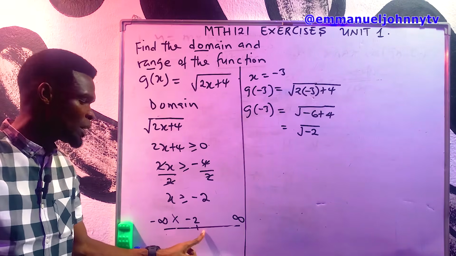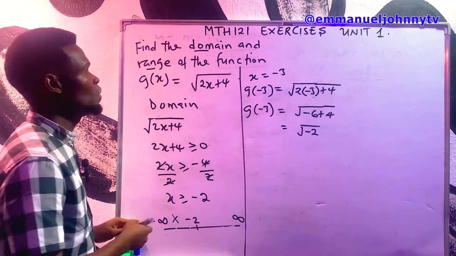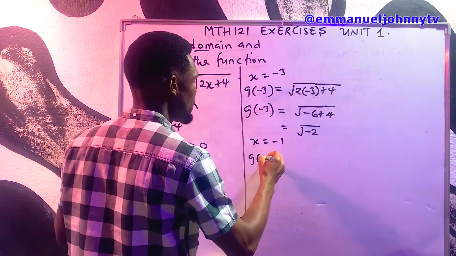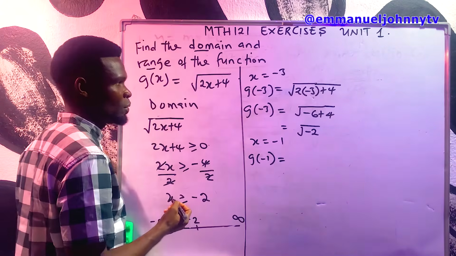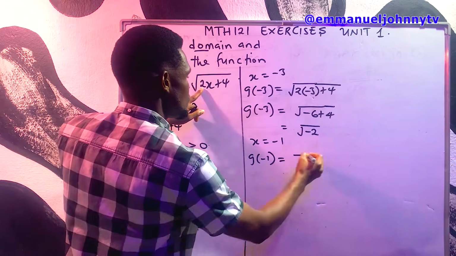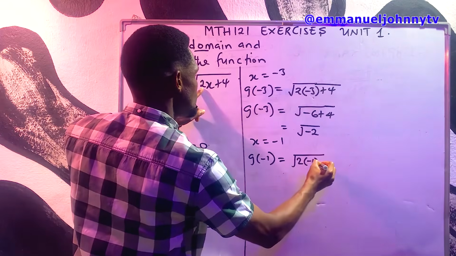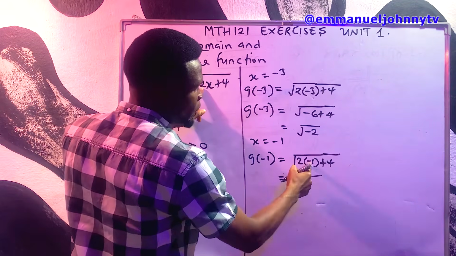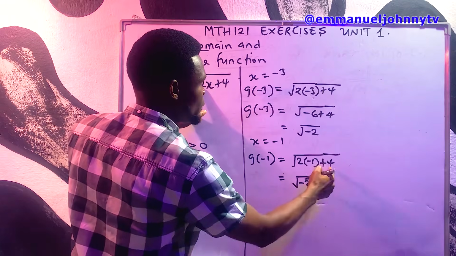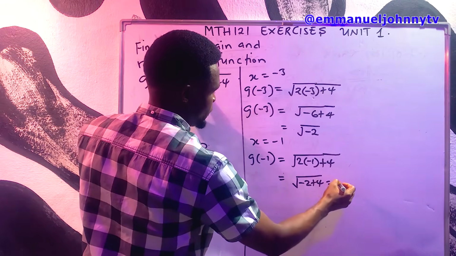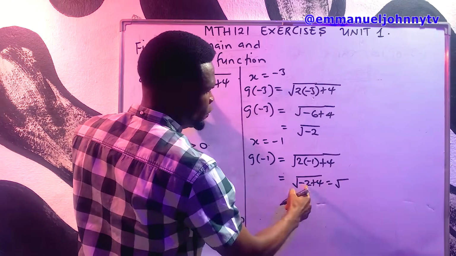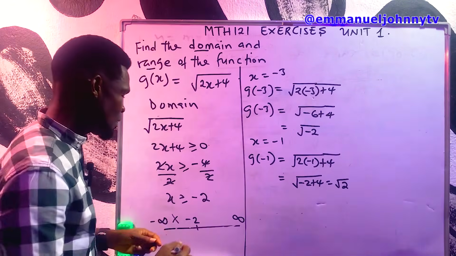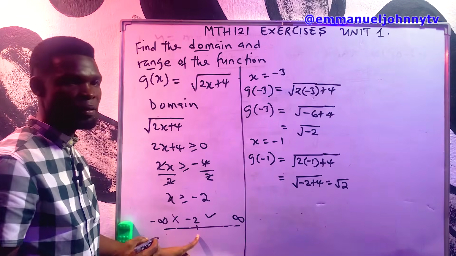So let's pick a number, say minus 1. At x equals minus 1, g of minus 1 will be equal to, putting it in the function, the square root of 2 into minus 1 plus 4. This is equal to the square root of 2 times minus 1, which is minus 2, plus 4. That gives us the square root of minus 2 plus 4, which is 2. That is positive. It means that this region satisfies it.